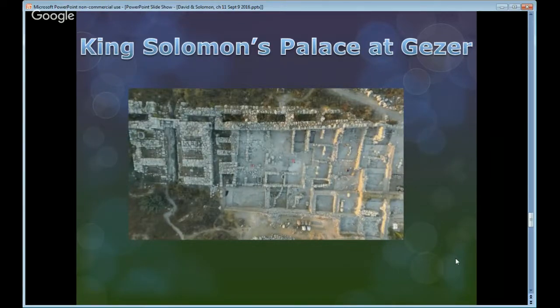Now, this is a later archaeological discovery. It was actually just released this summer. And this is fascinating because the features of this complex show that it is a palace, but more than this, it is built very similar to Solomon's structures at Megiddo and at Hatzor.